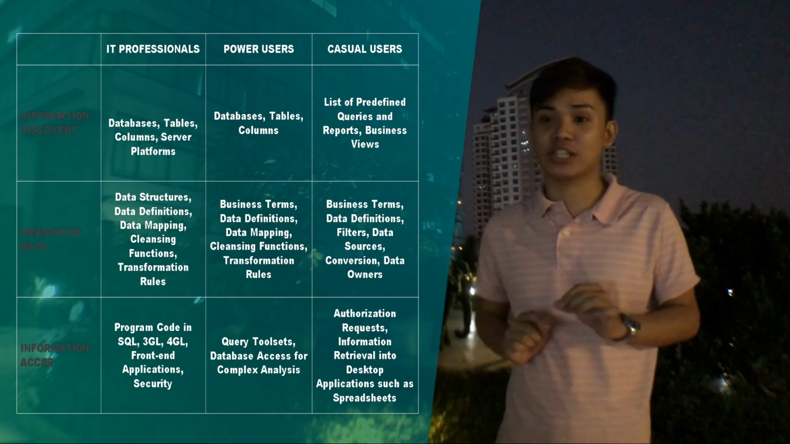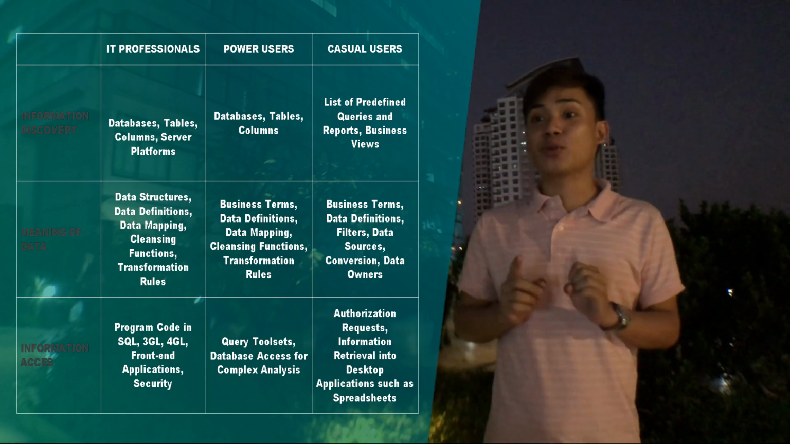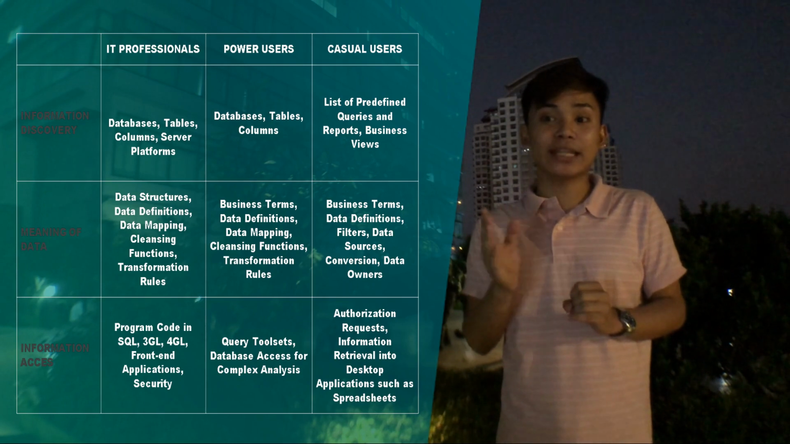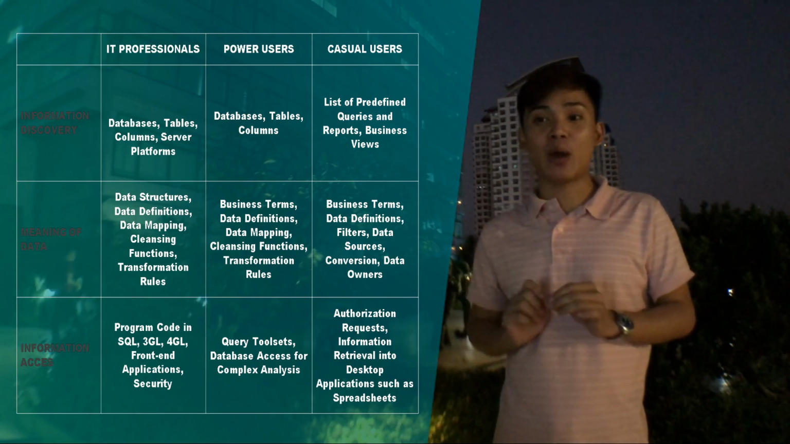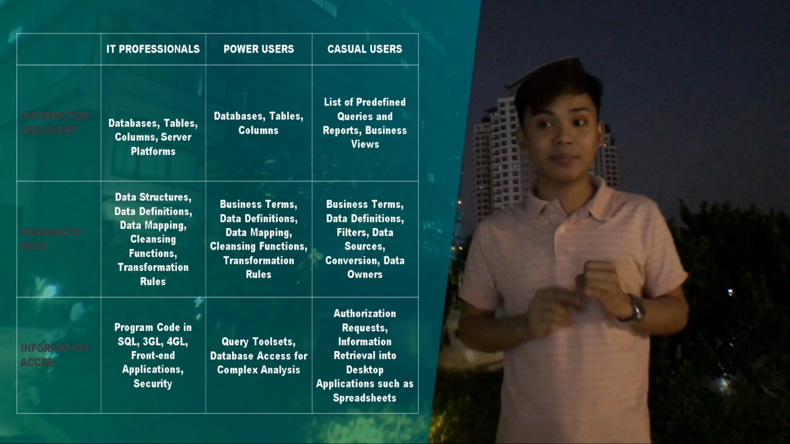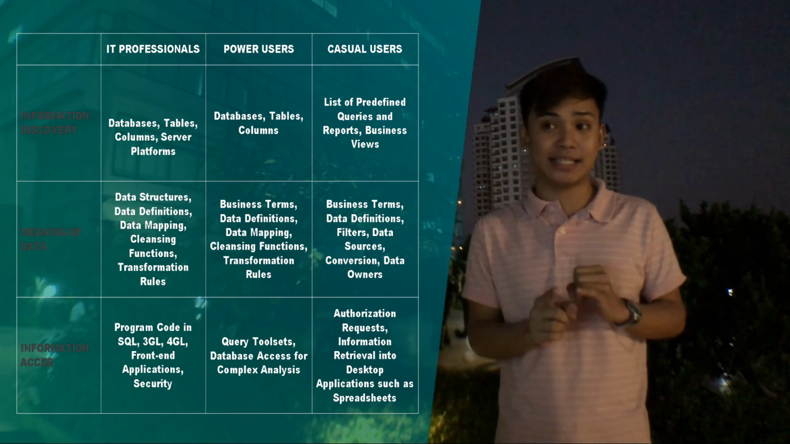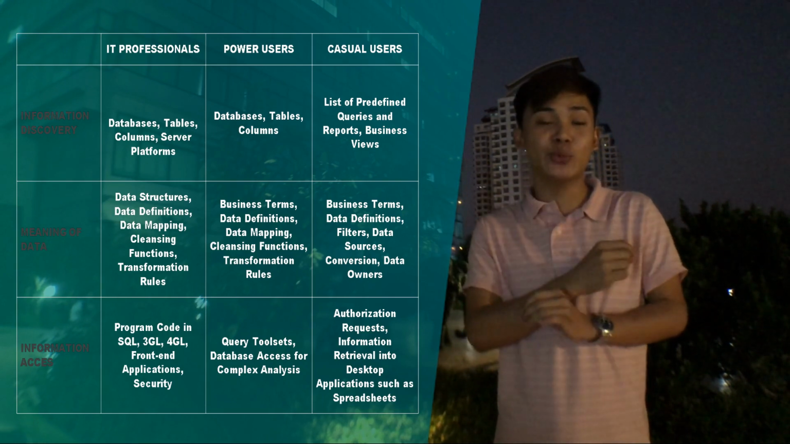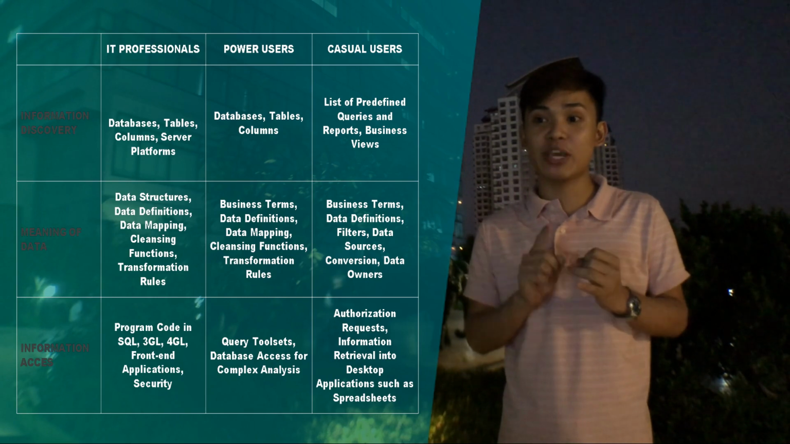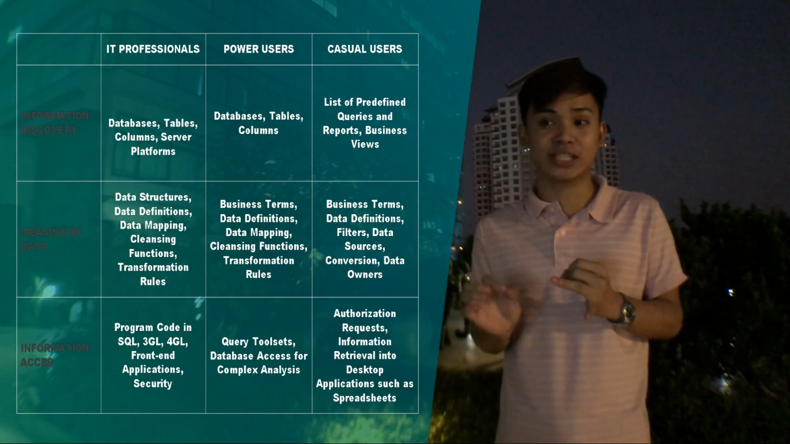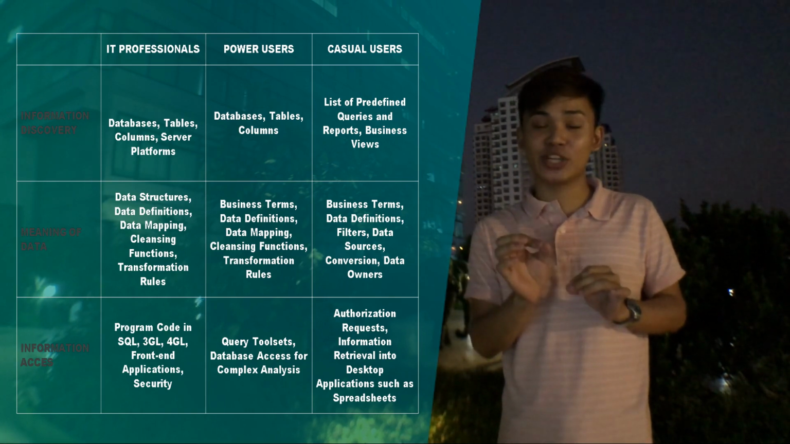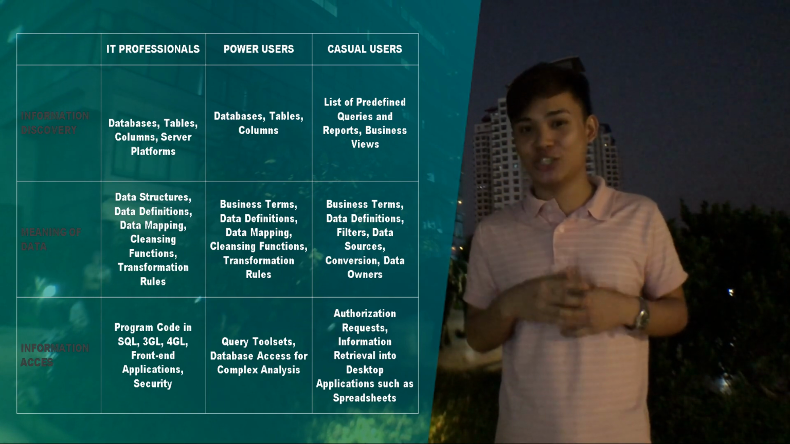First, IT professionals. For IT professionals, program code in SQL, 3GL, 4GL, front-end applications, security. For power users, their information access are through query toolsets, databases, access for complex analysis. Now, lastly, our casual users. Their informations are authorization requests, information retrieval into desktop applications such as spreadsheets or Excel. So these are the user and significant roles for each users.